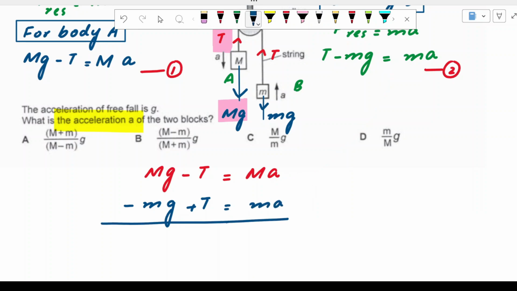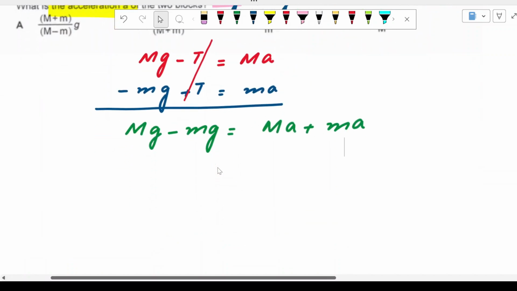Then I can draw a line in the middle, and you see one thing. Plus T minus T can be cancelled out, like this. And what do you get on the left side? You get Mg minus small mg. And on the right side, you get capital MA plus small ma. This is what you get on the right side.